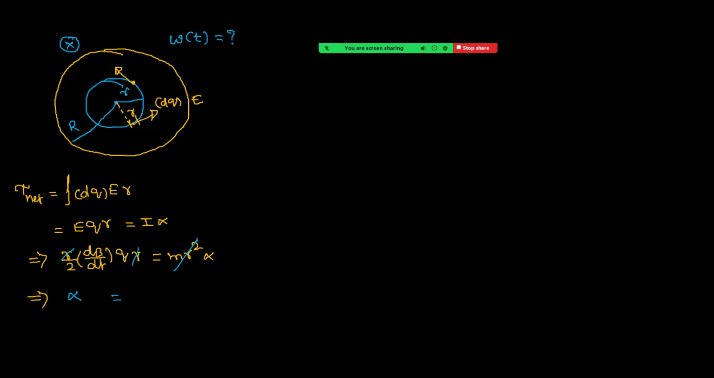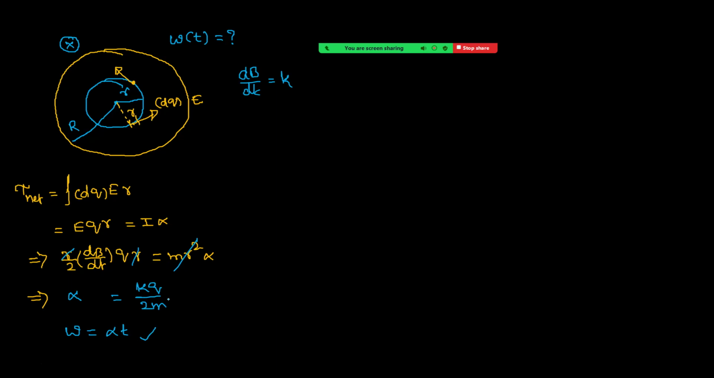If we assume that dB by dt is a constant, take it as k, then alpha is a constant, right? So it is kQ by 2m. Check it once. Alpha equals kQ by 2m. Since alpha is constant, I can write omega equal to alpha t, right? Like this, we can find omega as a function of time.